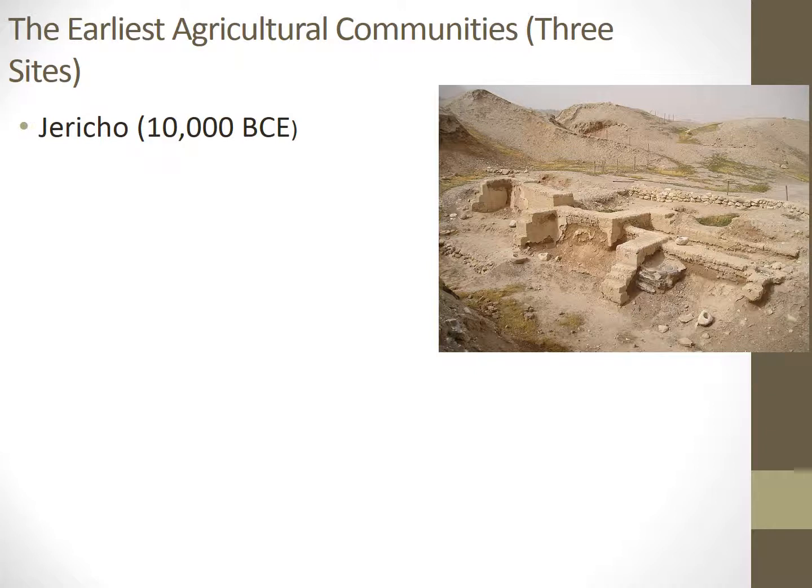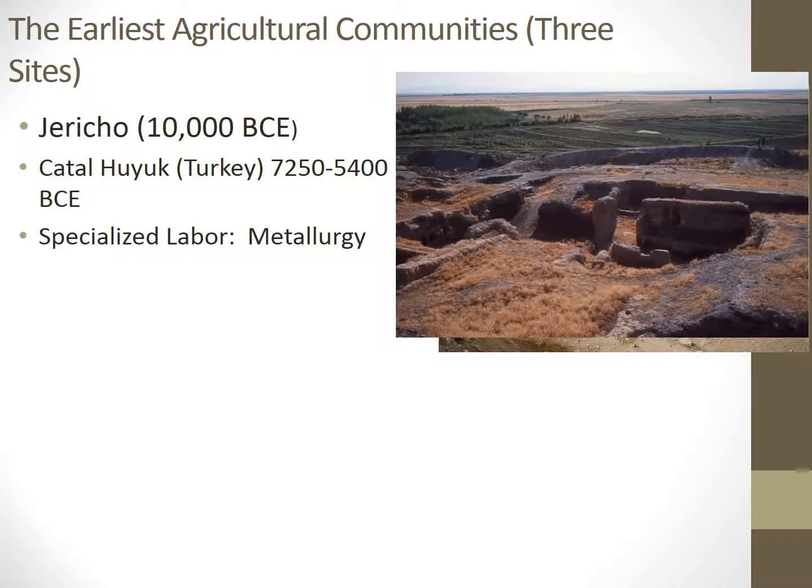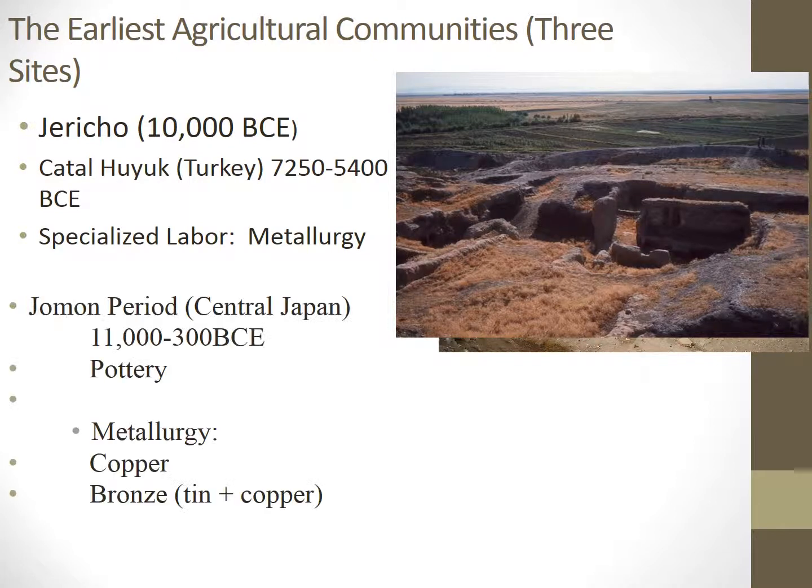There are three early agricultural sites, agricultural communities. The first that we might mention is Jericho. Jericho is located in the Near East, around the areas of modern Palestine and Israel. There is also Shetal Hayuk, which is located in modern Turkey. In both of these sites, we see the development of advanced metallurgy. So metallurgy, the working of metals.